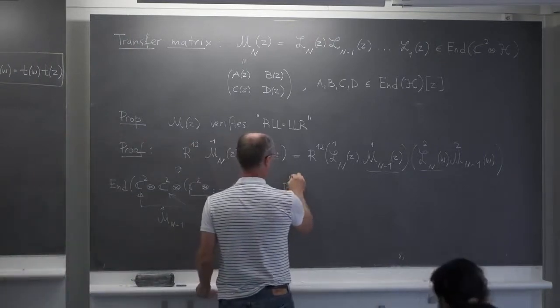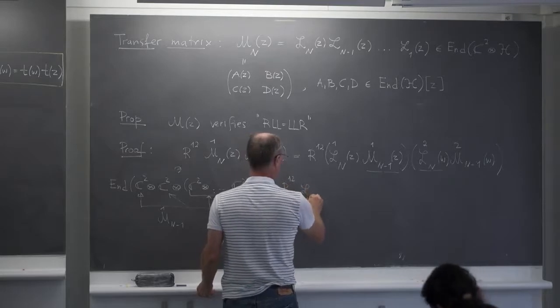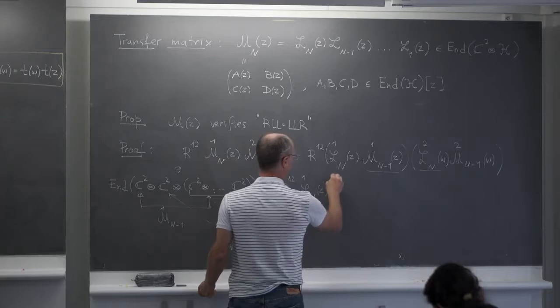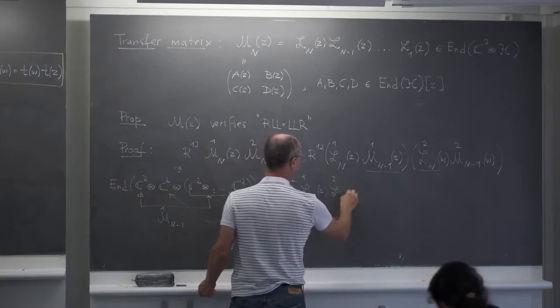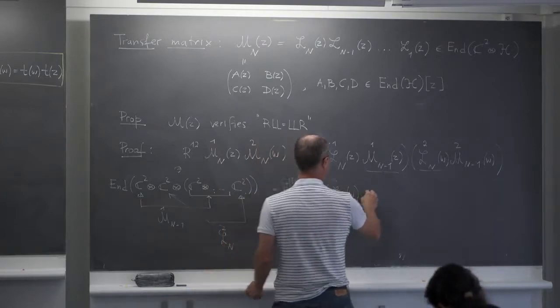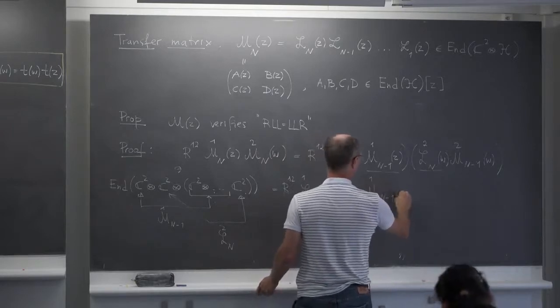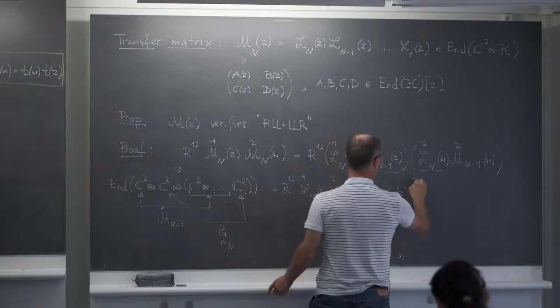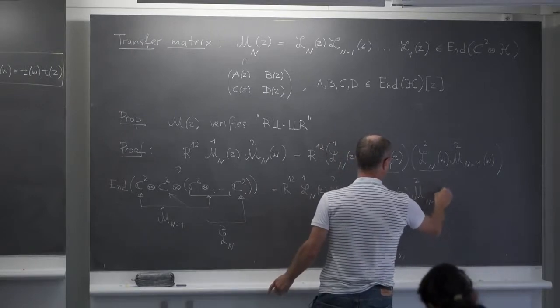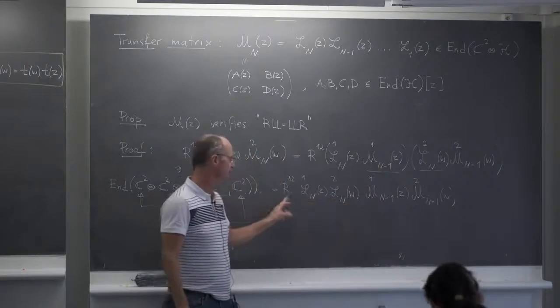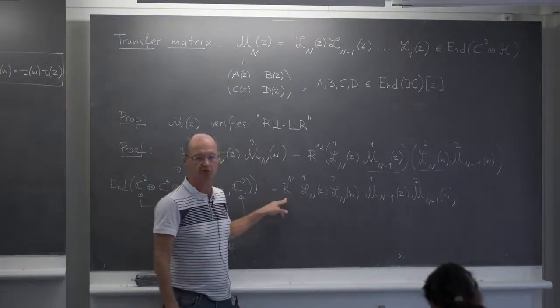So this is equal to R12 Ln1 of Z, Ln2 of W, and then M1 of Z, Mn minus 1, 2 of W. But now we can use this RLL equal to LLR for L.